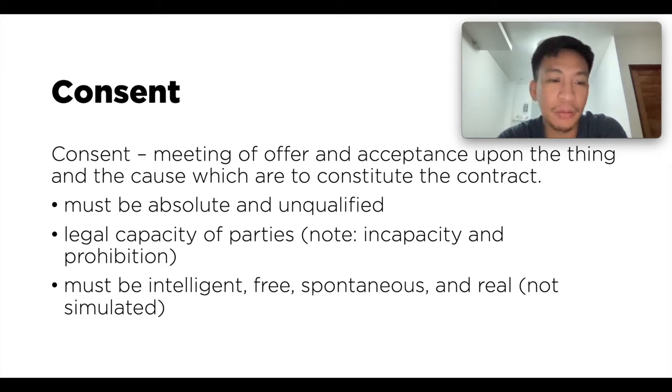Pero meron din tayo mga tinatawag na prohibitions. There are prohibitions sa batas na kahit na legally capable ka pa, kahit na sabihin natin na 18 years old and above sila, may mga provisions sa batas that prohibit them from entering into certain types of contracts. For example, a husband and wife cannot donate to each other. We need to keep that in mind. Kahit na sabihin natin na they are above 18, pero may mga certain prohibitions under the law na kailangan nating i-take note.